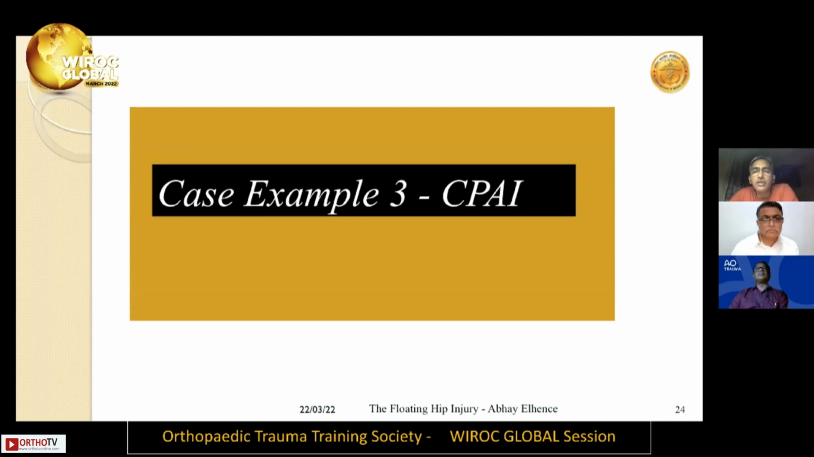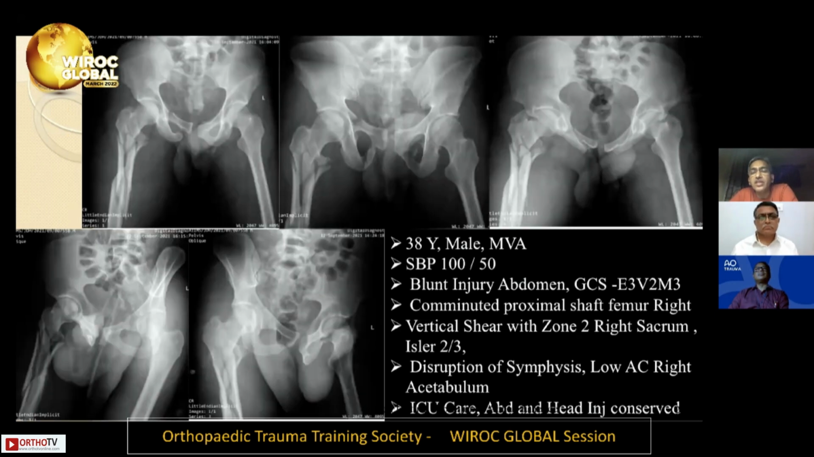Another case example, the type 3 injuries, where you have a combined pelvic-acetabular injury with a femur fracture. And this again was a 38-year-old male, another motor vehicle accident, had a systolic blood pressure of 100/50 on presentation, had a blunt injury abdomen, had a comminuted fracture shaft femur with a vertical shear injury and a zone 2 fracture of the right sacrum, which was an Isler grade 2 or 3. And had a disruption of the symphysis and a low anterior column fracture of the right acetabulum.